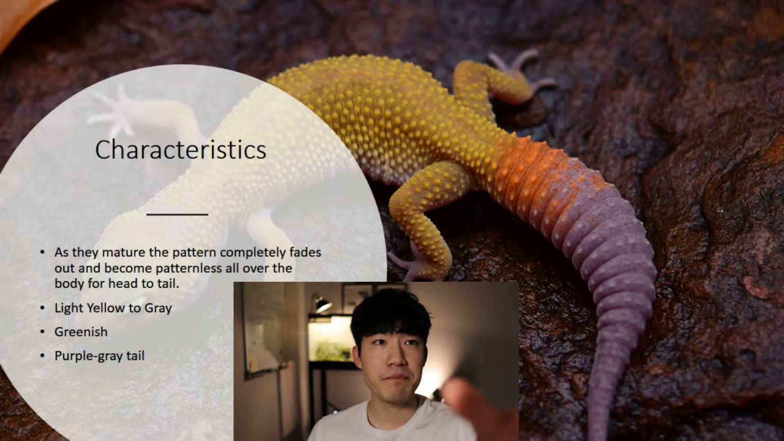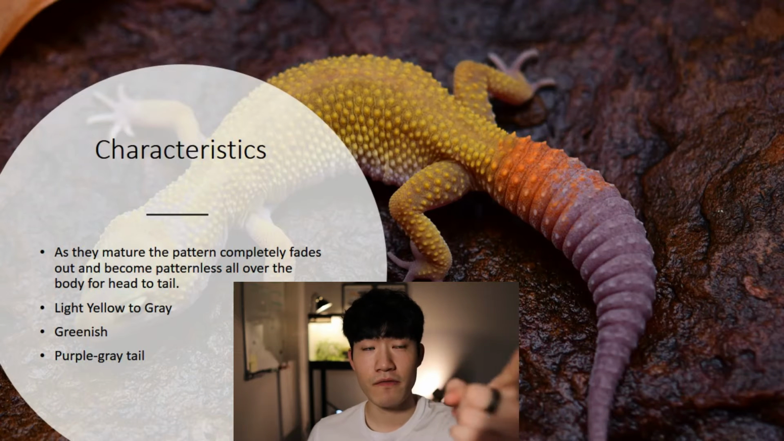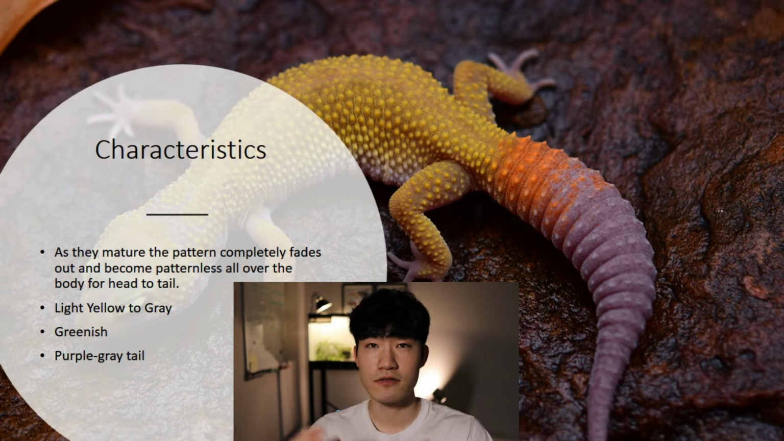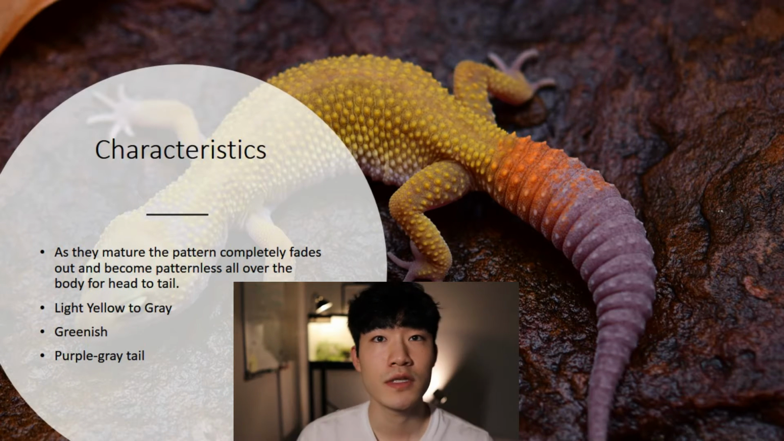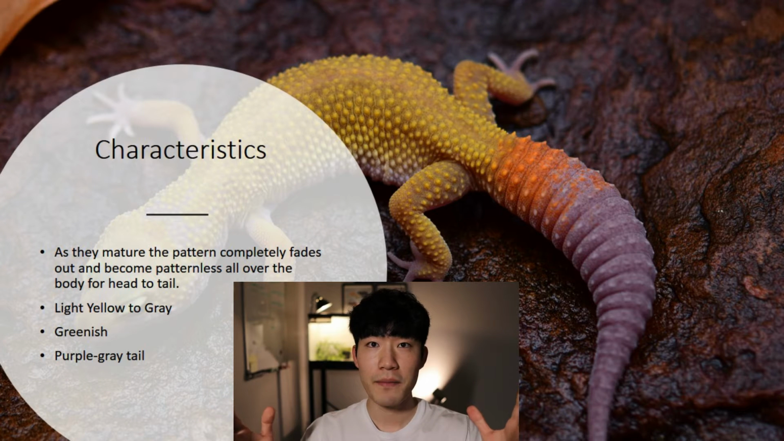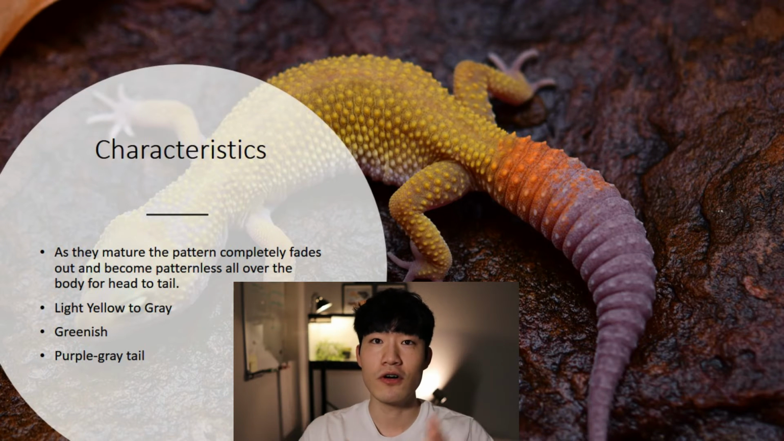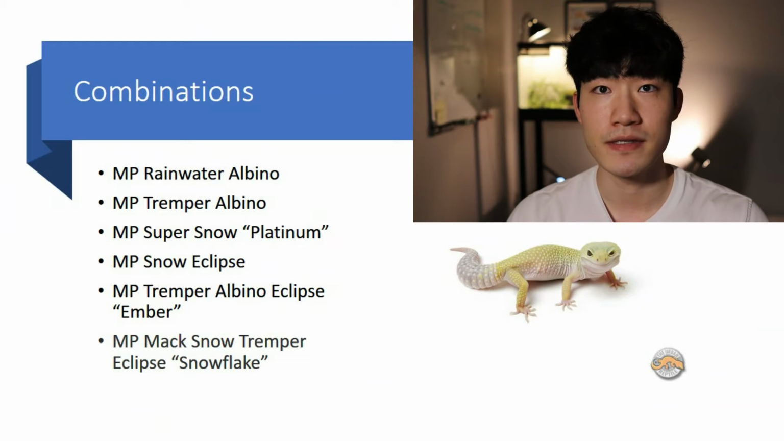So I brought one of the good example photos from Geckopia, but as you can see from the photos, their tails tend to look more like a purple grayish color. So hope that helped. But those are the characteristic information, and now I'm going to show what you guys want to know, which is going to be the combination side.